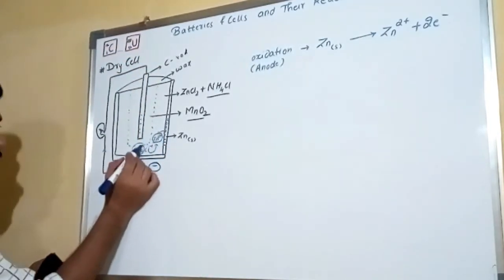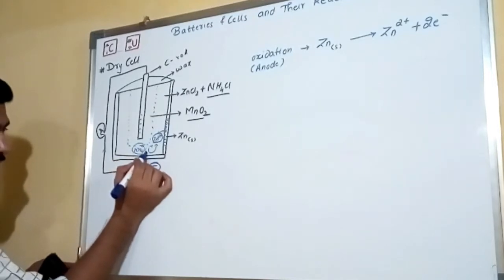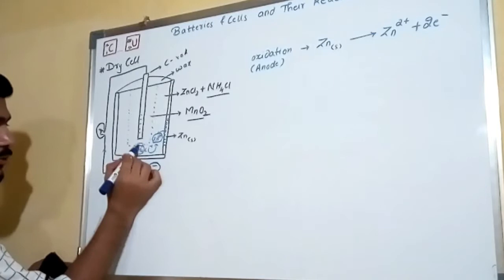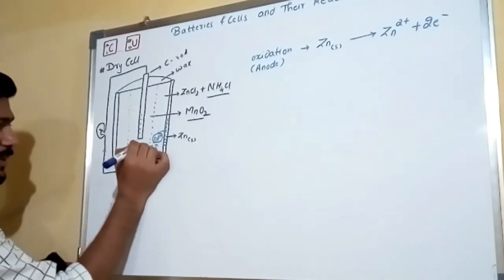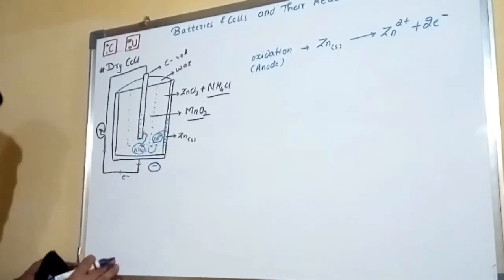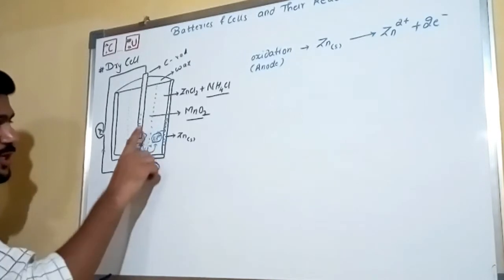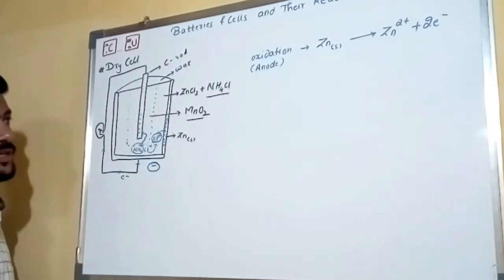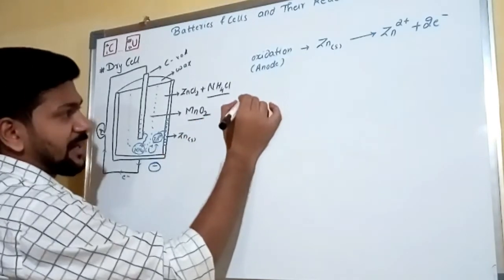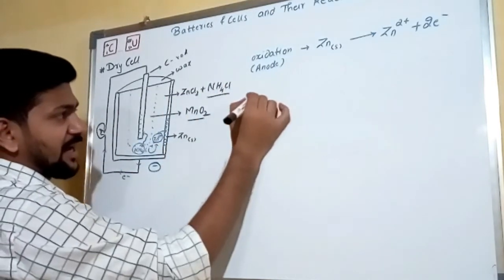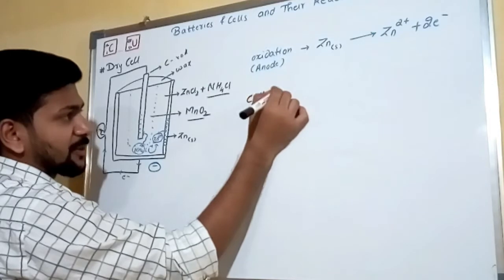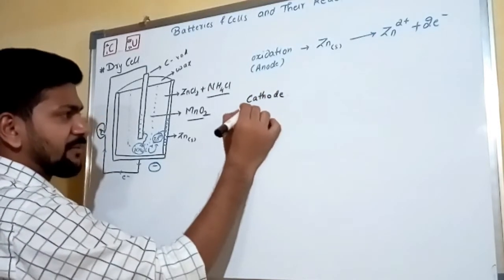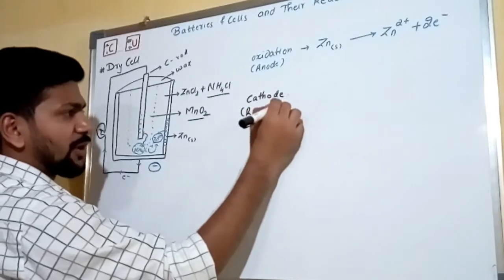Am I correct? This ammonium, whose chloride ion was forcefully occupied by zinc, will be running towards this carbon electrode. It will be passing through the MnO2 paste and will reach the carbon rod. So what will be the reaction taking place over there? Since that will be a gain of electrons, I can say it will be a cathodic reaction, or you can say it will be a cathode, or a reduction reaction. So what will be the reaction?